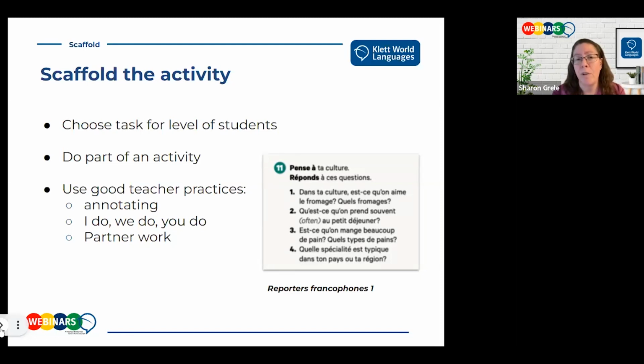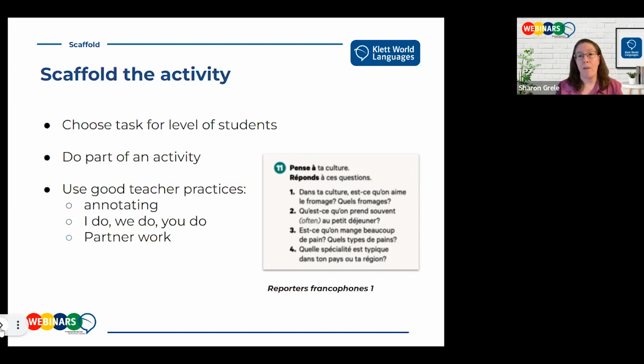I do, we do, you do. Jen and I have talked about how we might do number 1 as I model it, and this is how it would be done. Number 2, we might do together, maybe even as a turn and talk and then share out. And then maybe number 3 is do alone and then share back to the group. Partner work is a great one as well. It builds that confidence before you have to share your answers with the larger group. So just things like that are scaffolds that would be great to do with an activity like this.